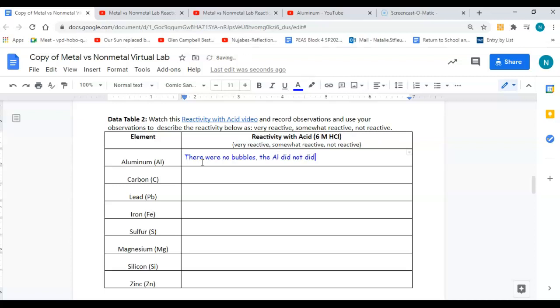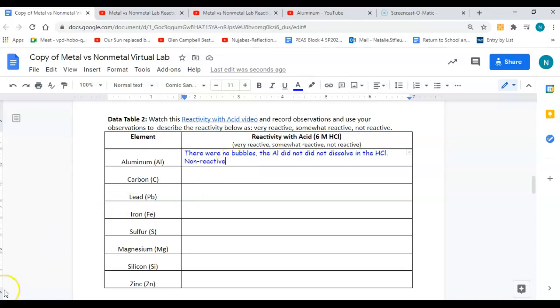Aluminum did not dissolve in the HCl. So those are just my observations. And now I'm going to use these to determine if it was very reactive, somewhat reactive, or non-reactive. And in this case, since I didn't see any bubbles at all, I would say non-reactive. Or not reactive.